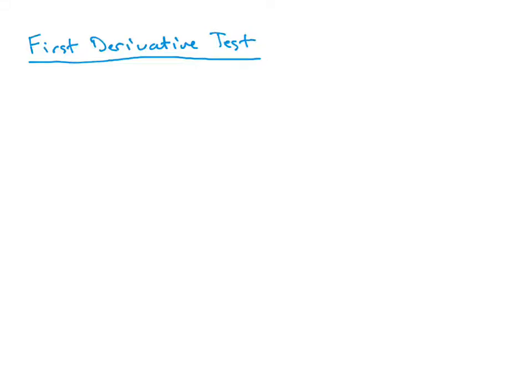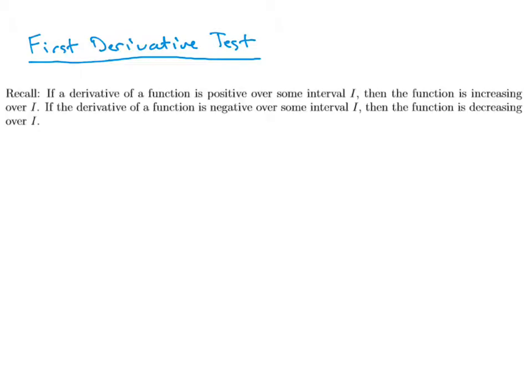In this video, we'll be talking about the first derivative test for functions. So let's recall a definition here. It says if the derivative of a function is positive over an interval I, then the function is increasing over that interval. If the derivative of a function is negative over an interval, then the function is decreasing. So I think hopefully this rings a bell, and looking at a graph of this will kind of cement this idea.